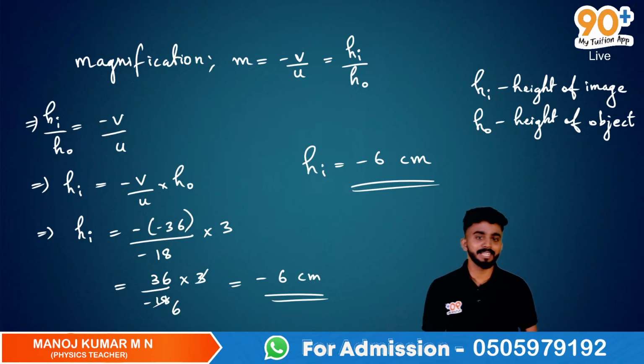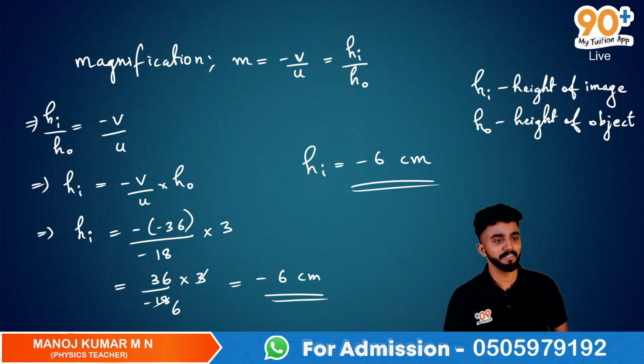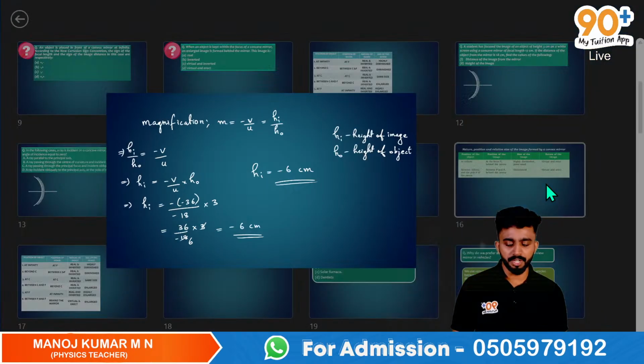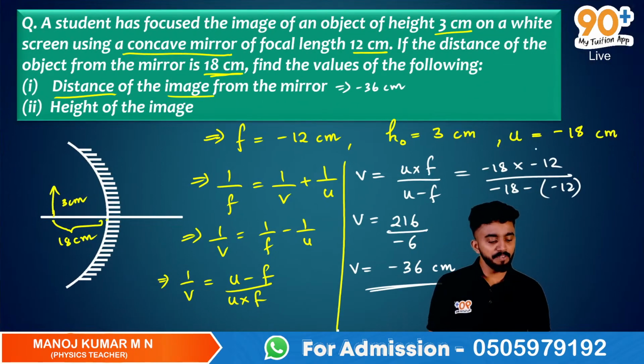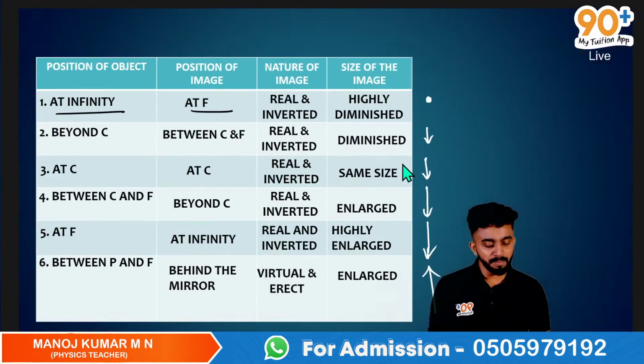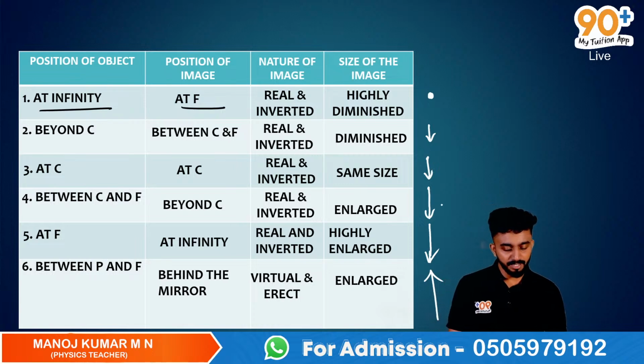Magnification value will be minus 2, correct? Shritik, the image height will be minus 6, right, Hrithik? Plus 6 or minus 6? Guys, over here we have a concave mirror, right? If we are keeping the object between C and F, obviously we will get the image beyond C. And what do you think, guys? The image formed will be inverted, right? See, the image formed is inverted.